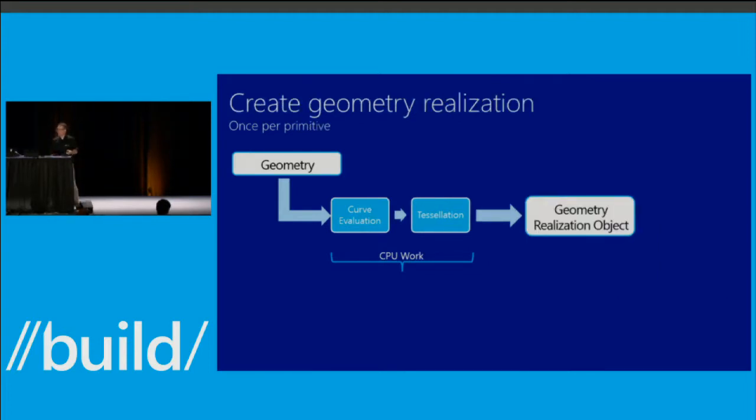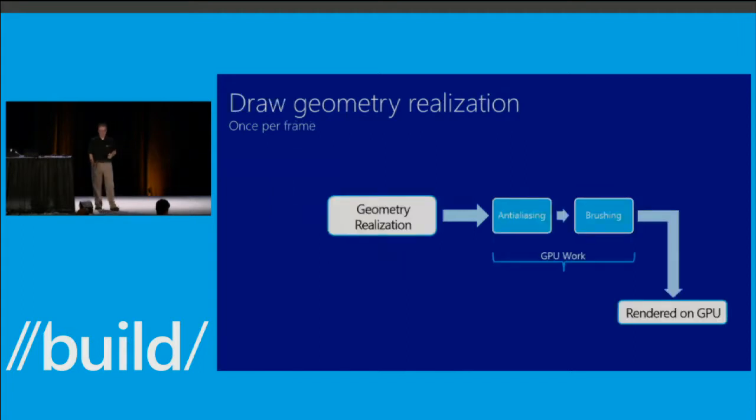With geometry realizations, we do all that CPU work once and represent it on the GPU. We push that representation to the GPU and store it there. You'll have to do that once per primitive. There are a couple of other caveats we'll talk about in a minute about when you might need to redo that. Then on a frame-by-frame basis, all we do is say, render this geometry realization, and we push that straight to the GPU. Basically, we send a command to the GPU that says go, and then we can get back to what we need to do on the CPU side and let those run in parallel.